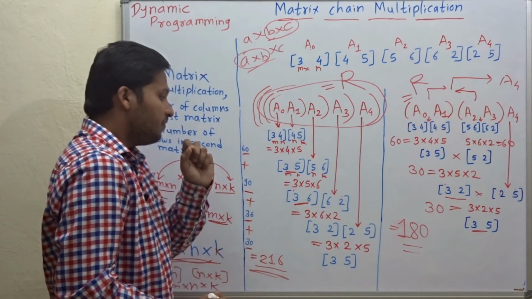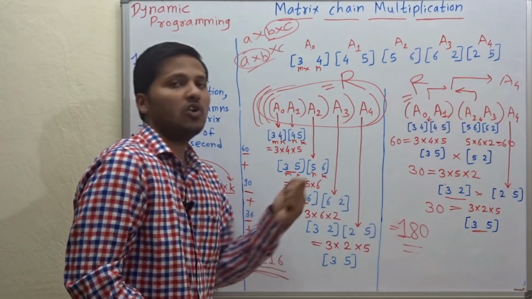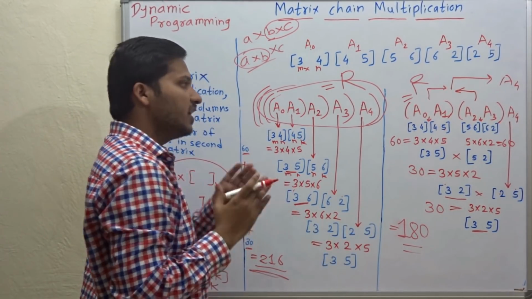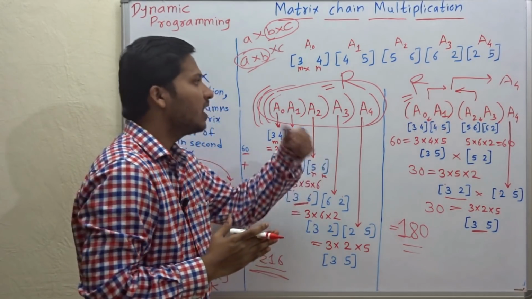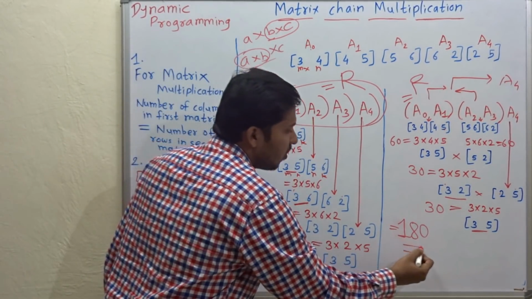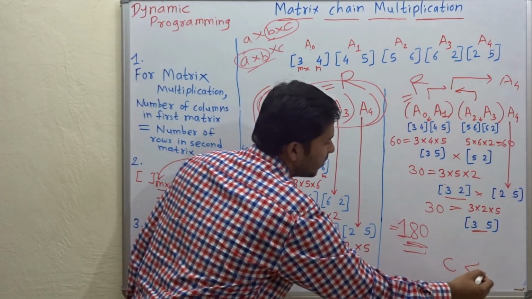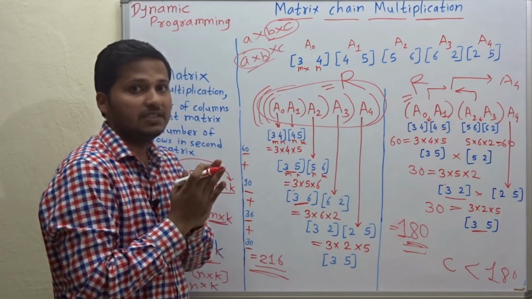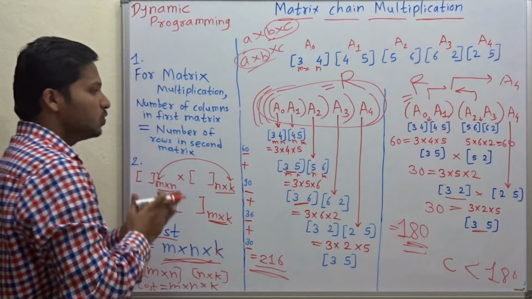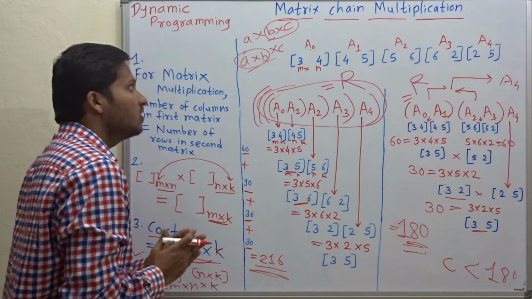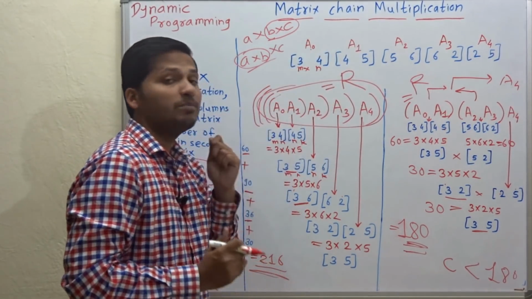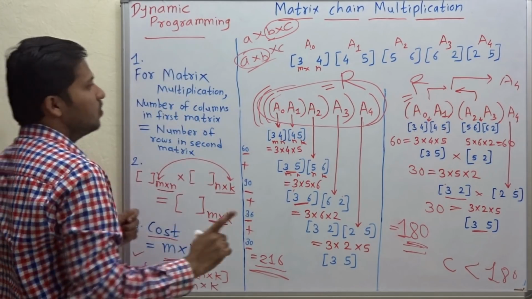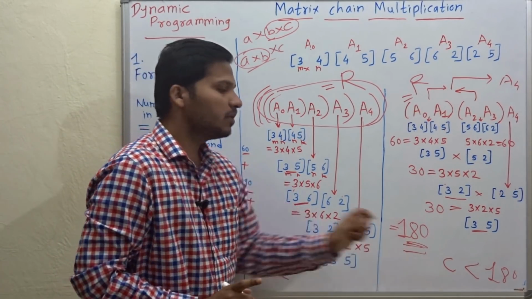And we have to find out the minimum cost, and the way in which the cost is minimum. So there is a possibility that some other way may give a cost which is less than 180. So that way will be efficient. Our problem statement is to find out the minimum cost of a matrix chain multiplication. And we are going to use dynamic programming now to find out that minimum cost.